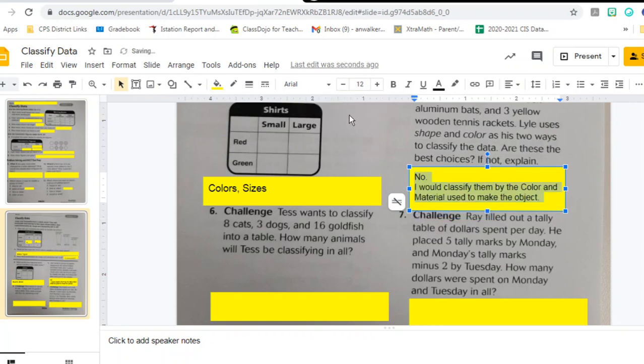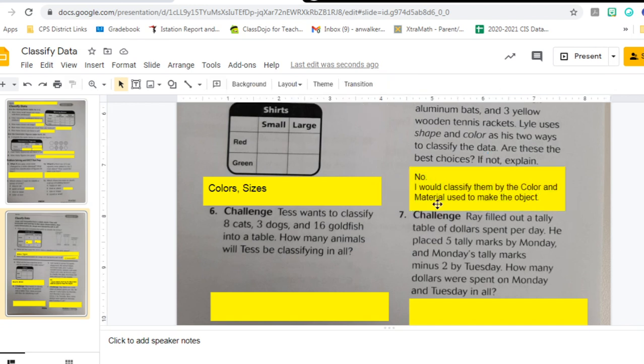Anytime your stuff doesn't fit, you can just go up and change the size of it, and that helps it to all fit in your box. So no, these are not the best options. I would probably classify them by color and the material used to make the object.